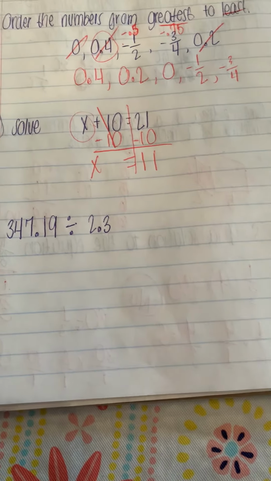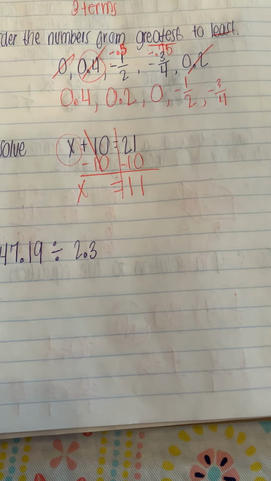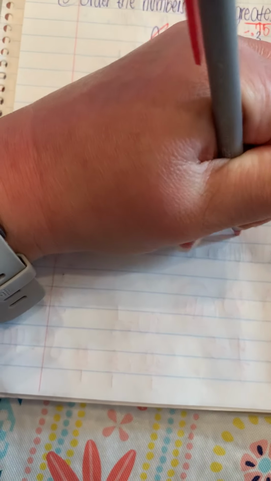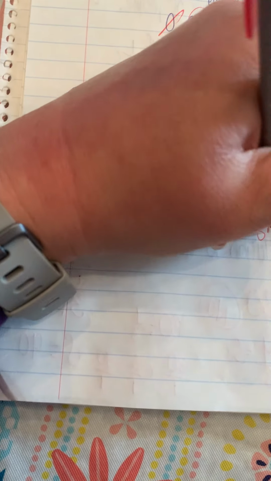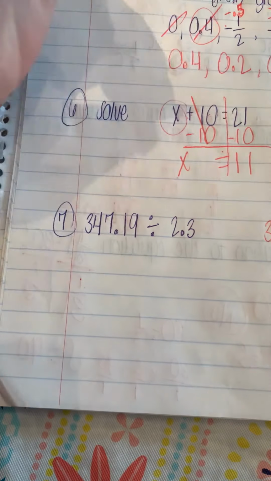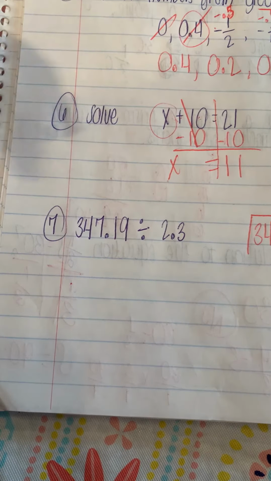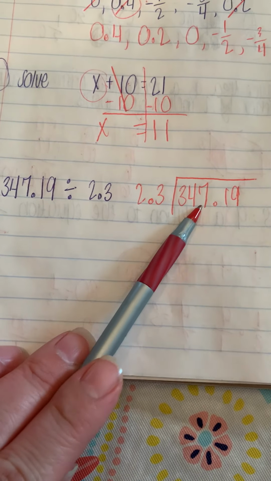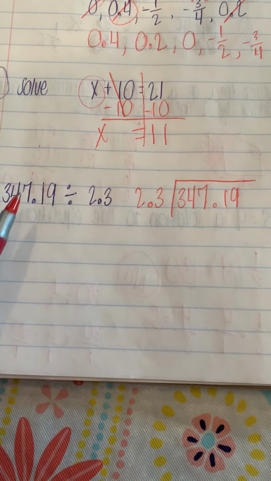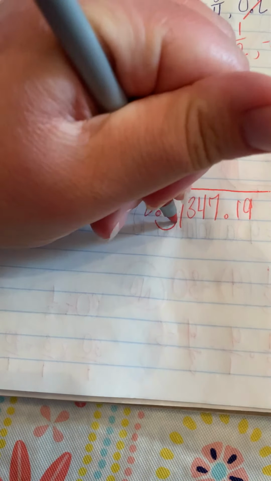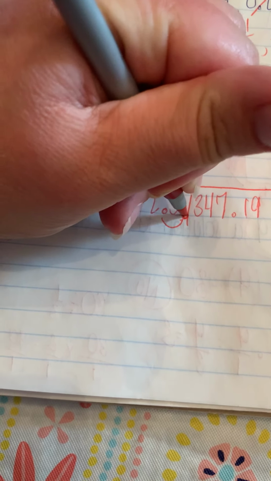Number 7, we have a division problem here. I have 347 and 1900ths, and I'm dividing that by 2 and 3/10. Okay, this is my dividend, this is my divisor. Dividend, divisor. This has to be a whole number. I need to move my decimal 1 place to the right.